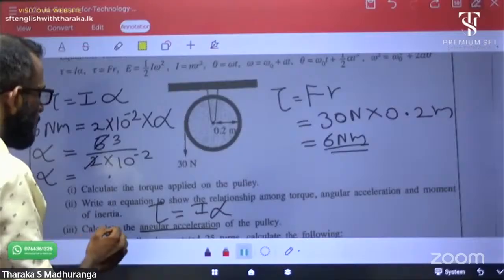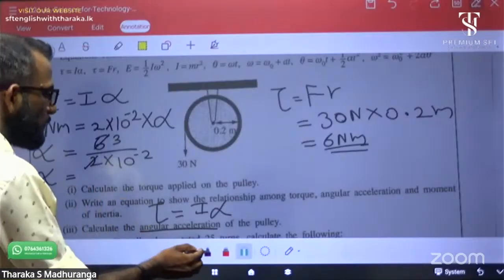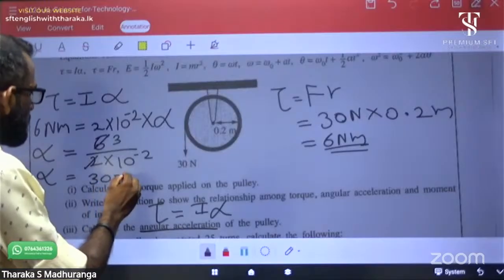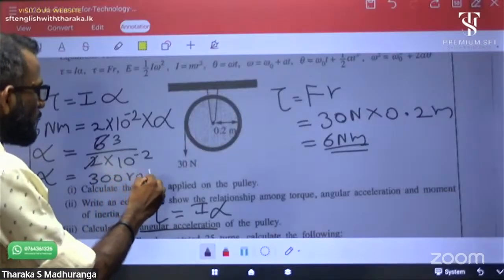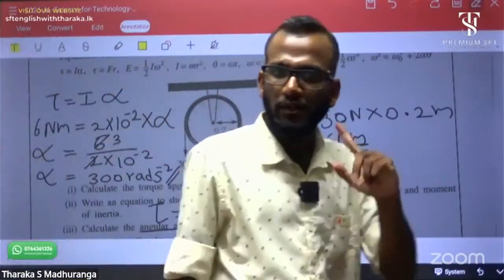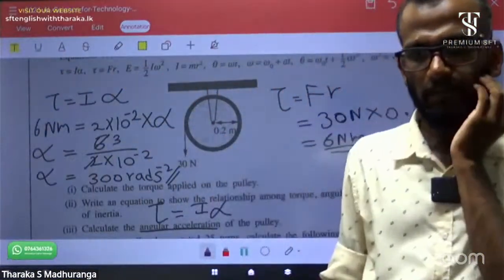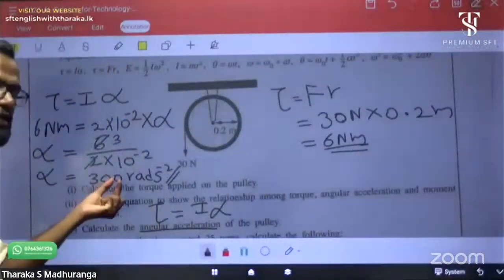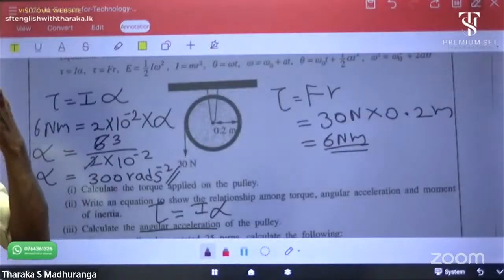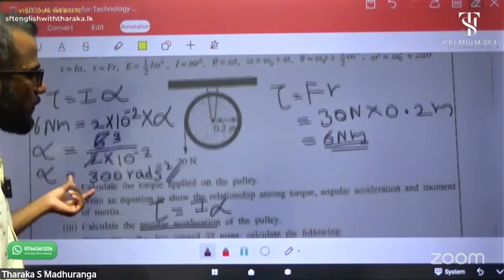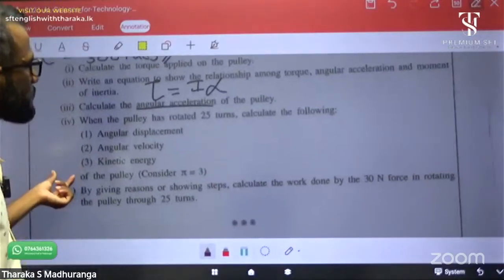300, no? Radians per second squared, minus 2. 100, 300. 300 radians per square second.